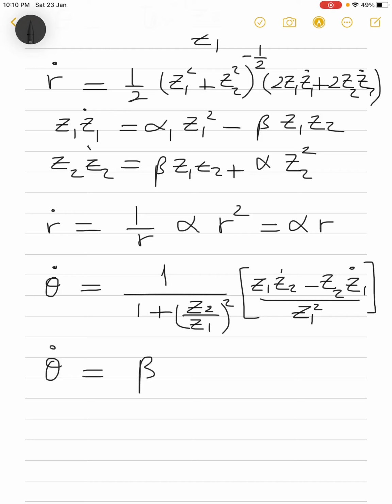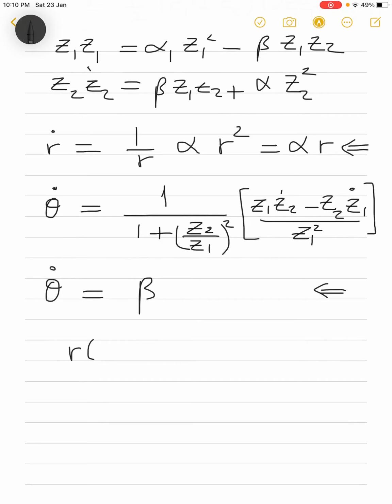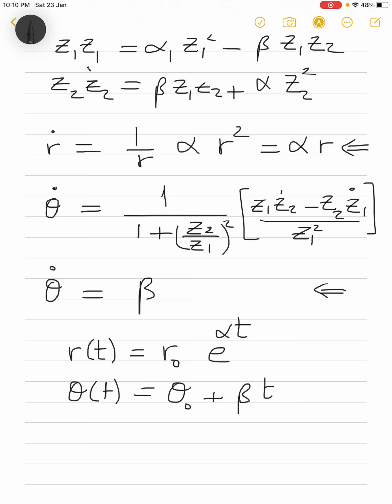If so, we can integrate both differential equations here. So we'll get an equation for r of t, and that would be r naught, some initial value depending on initial condition, exponential alpha t, and theta would be some constant theta naught depending on initial condition plus beta t. This equation is called the logarithmic spiral.